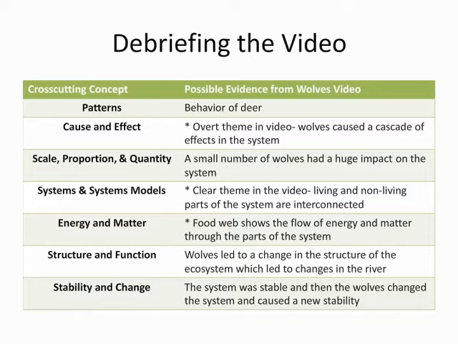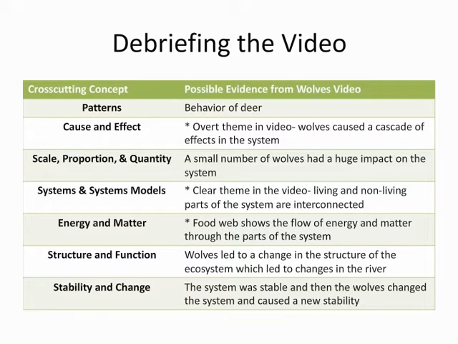Structure and function. This one sometimes feels like we're pushing a little bit to find it, but people have talked about how the wolves led to a change in the actual structure of this ecosystem, which led to changes in the river. And that ties nicely with stability and change. So there was a stable system before the wolves were there, and then the wolves were reintroduced. There was a change, and then a new stability was created.